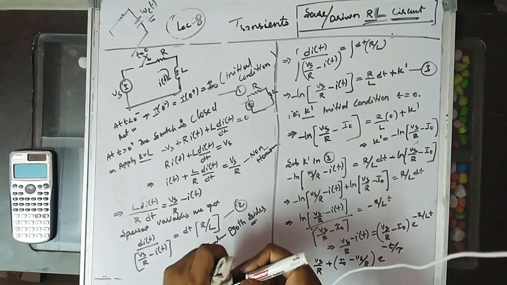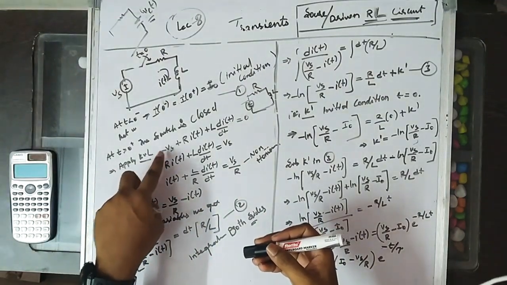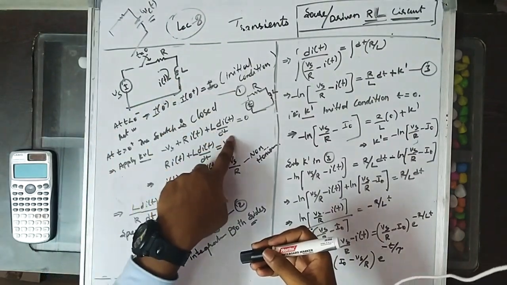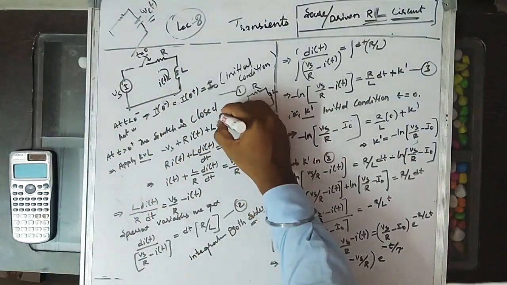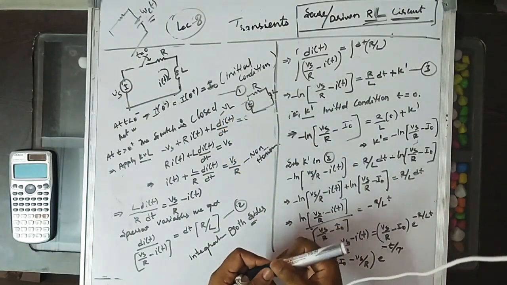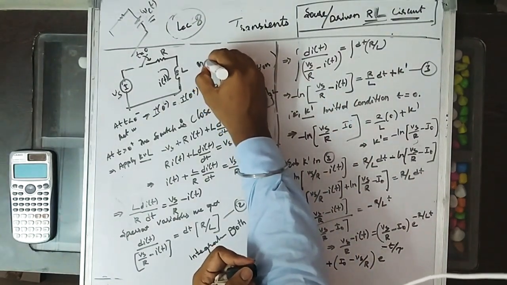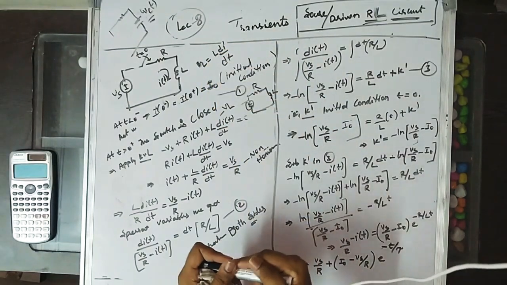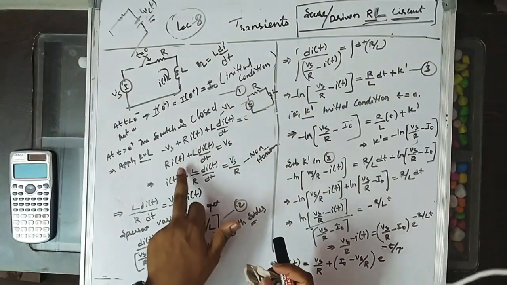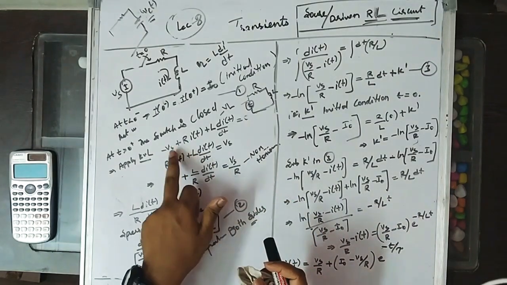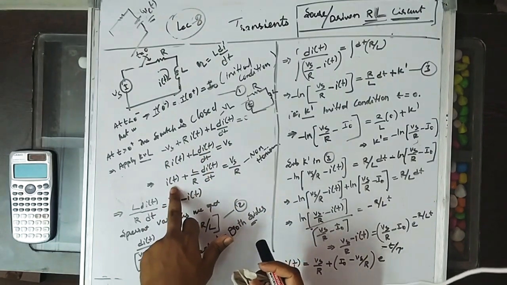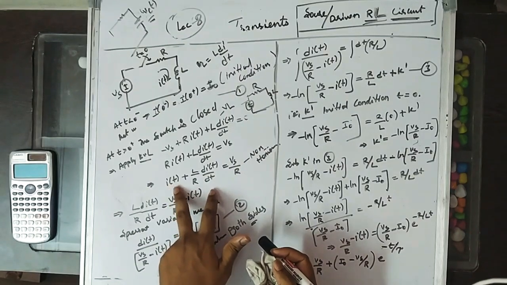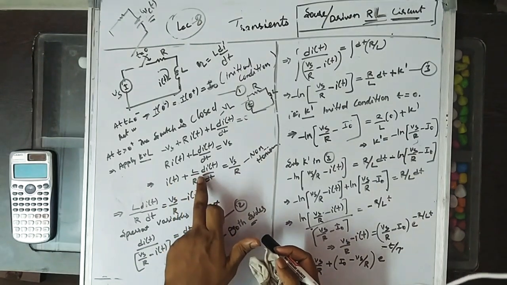For this circuit, you did the KVL equation: minus Vs plus R into i(t) plus L di by dt. This is the voltage across the inductor, VL, so we have VL equal to L di by dt. After this, I redraw the circuit: VR(t) plus VL(t) equal to Vs. Now I want this in differential form: i(t) plus L by R into di by dt equals Vs by R.